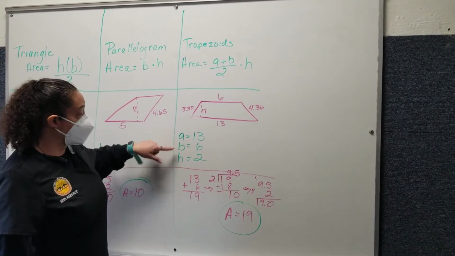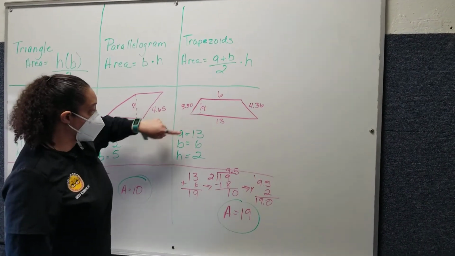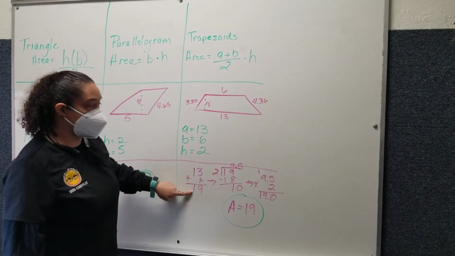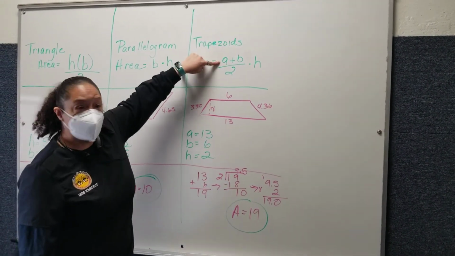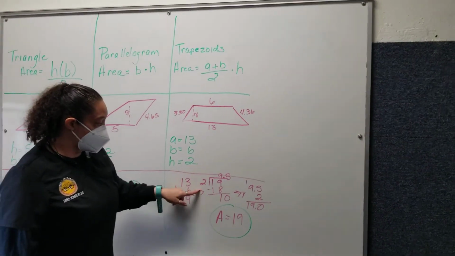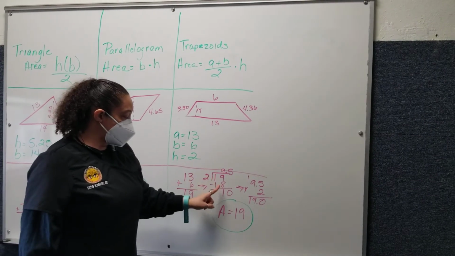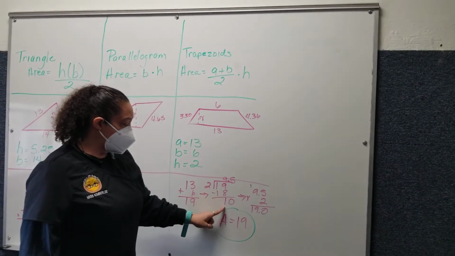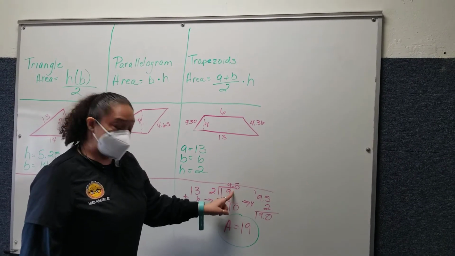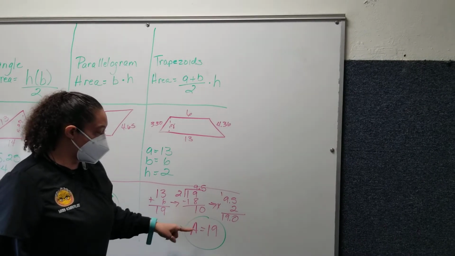Okay, so a plus b in the equation is the numerator. So you add a plus b. A plus b, 13 plus 6 equals 19. That becomes my numerator. I plug that in, divided by 2. So 19 divided by 2, I did the long division. 2 times 9 equals 18. I subtracted 18 from 19, brought my 1 down. I had to bring a 0 down, which gave me a decimal. So then 2 times 5 equals 10, and then I wrap that up.